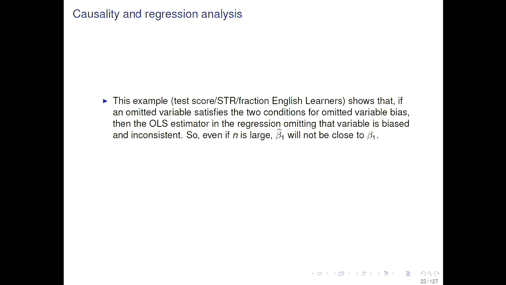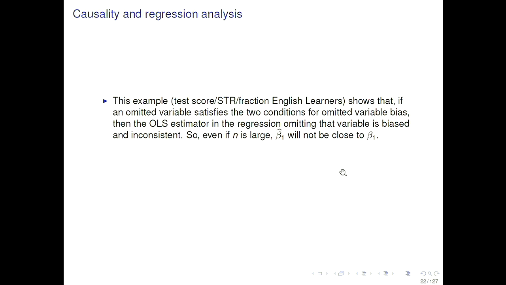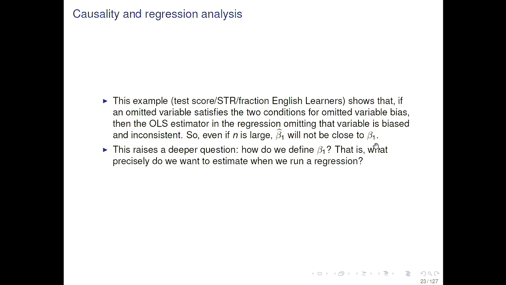So from this example, if omitted variable satisfies the two conditions for omitted variable bias, then OLS estimator in the regression omitting that variable is biased and inconsistent, which means here this is our OLS estimate excluding this important variable, and these are the estimated ones. So our OLS estimate seems to be very different from the more accurate effect. So our OLS estimate tend to be biased, and it is not consistent. So even if sample size is very large, our estimate is not going to be close to the true population parameter, the parameter that we are interested in.